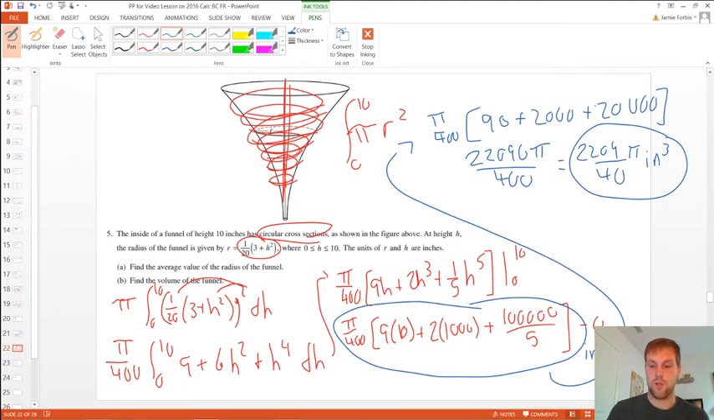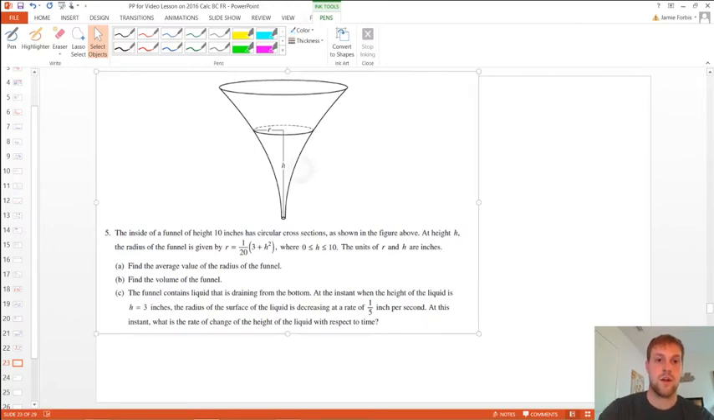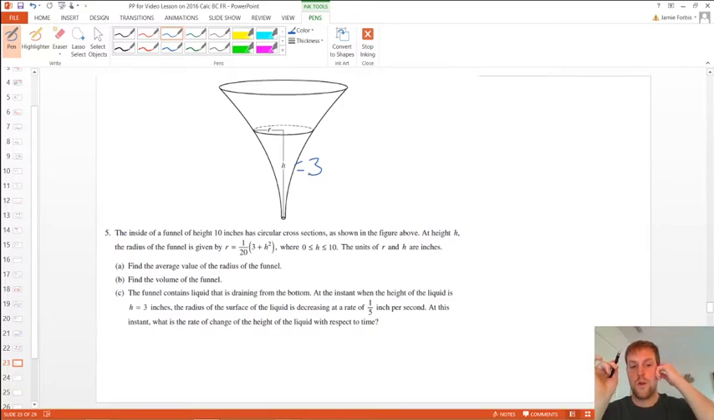So again, parts A and B are just formulas and then doing the math. And then lastly, part C. Part C says the funnel contains liquid that is draining from the bottom. There we go, related rates. At the instant when the height of the liquid is 3, so right here we're at h equals 3, the radius of the surface of the liquid is decreasing at a rate of 1/5.